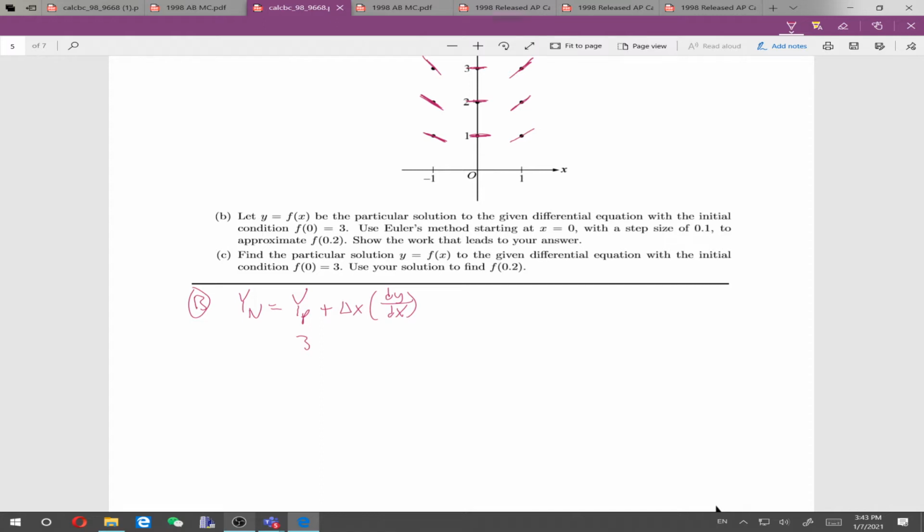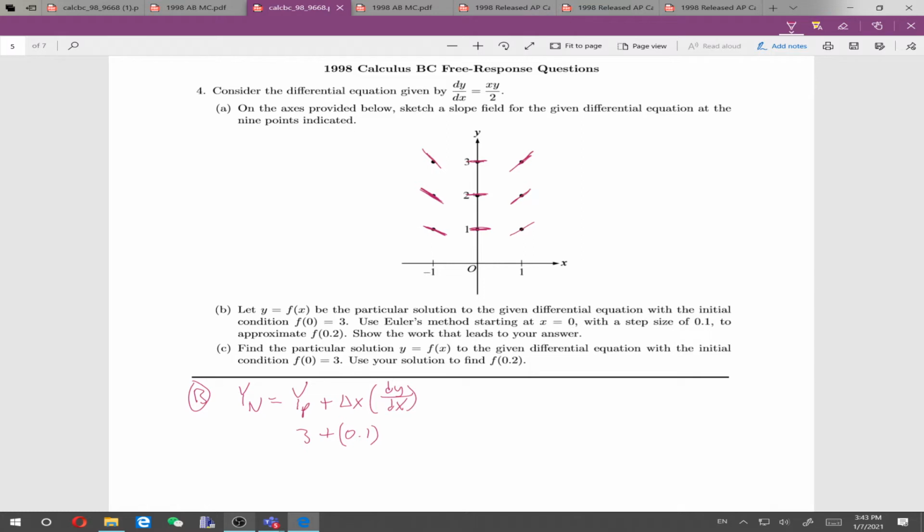Okay, our y previous would be 3. What's our change in x? 0.1. And our slope? xy over 2. What's our x, what's our y? In this case, 0 and 3. So this is 0 times 3 over 2, which should be equal to our new y value. So what's our new y value? 3. Okay, so y at 0.1 is 3.